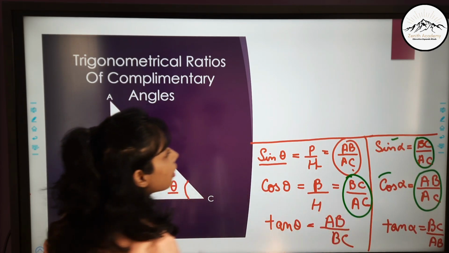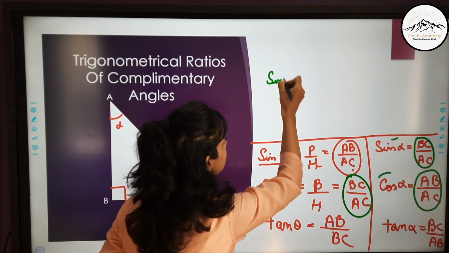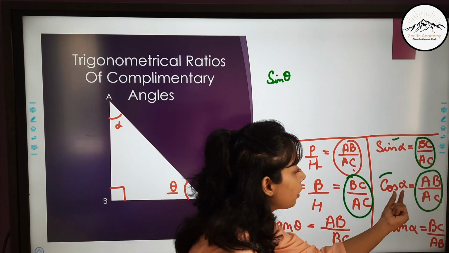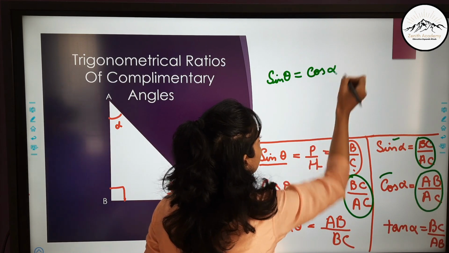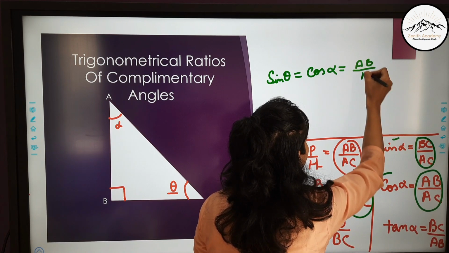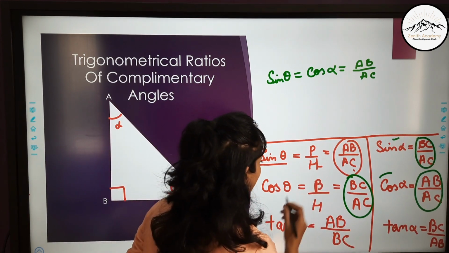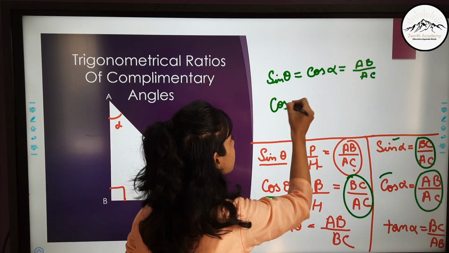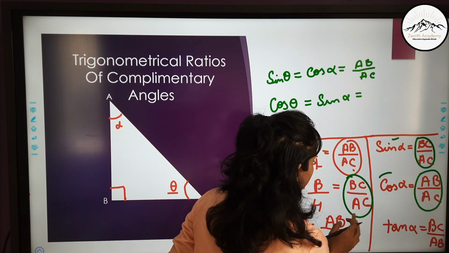So if we draw a reference from this, what we will get: sine theta, which is equal to AB upon AC, is also equal to cos alpha. These both are equal to AB upon AC. This is why sine theta is equal to cos alpha. Now, cos theta is equal to sine alpha, which is equal to BC upon AC.